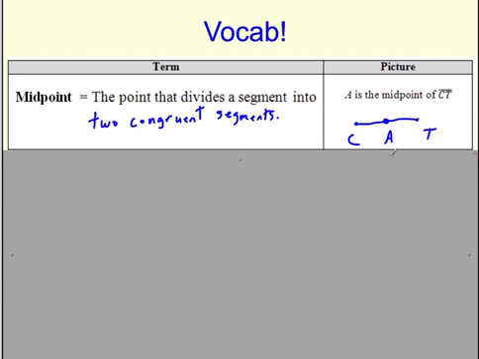Oh, and it spells cat. Isn't that cute? Like Timmy Cat, like Mr. Kelly, Timmy Cat.